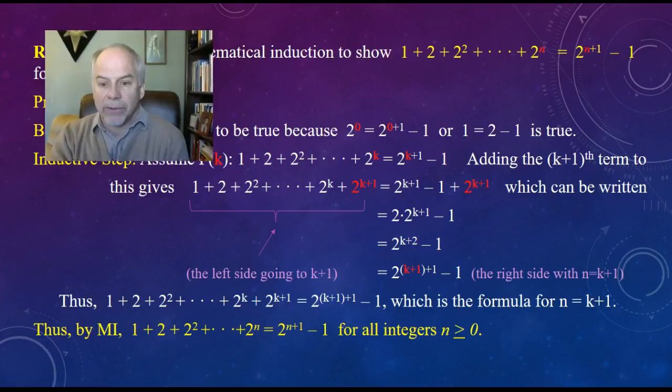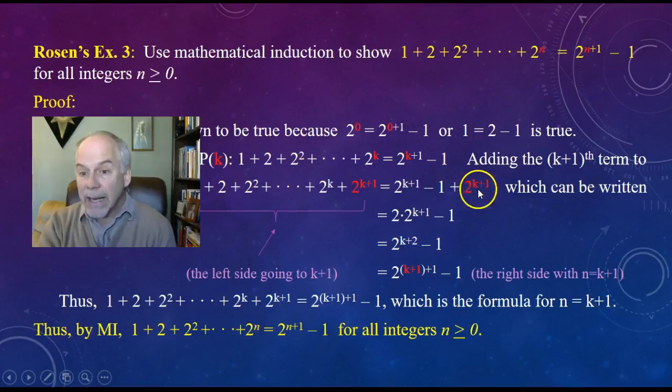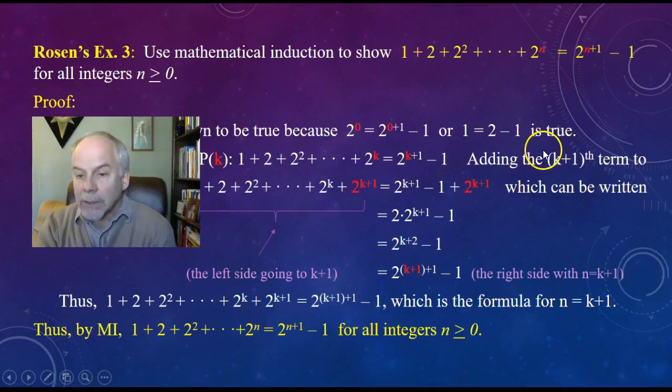So all we have to do, though, is get the right side to look like what it should be, where n is k plus 1. But of course, right now, we don't have that. If you look at this, we have 3 terms instead of just 2 terms like the right side is supposed to have. Okay, so we have to combine these.